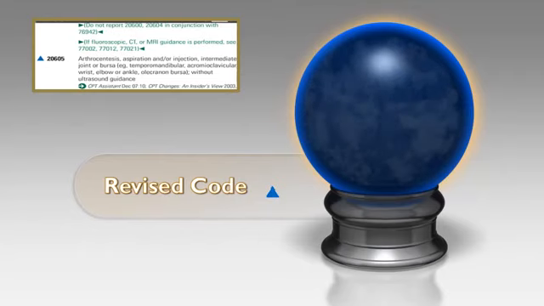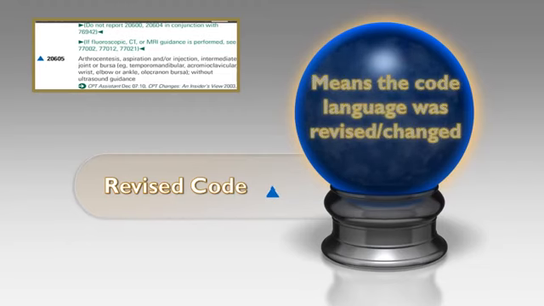All right. The revised code is symbolized by the blue triangle, and that means that the language was revised or changed. So it's really important when you see these symbols to kind of take heed. If the language was changed, then it could really ultimately impact whether or not you should select that code.